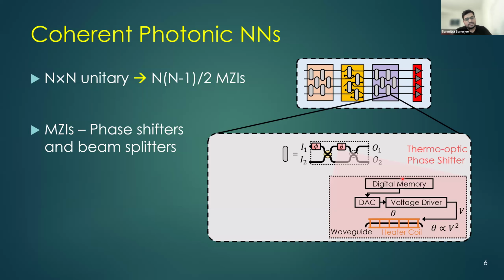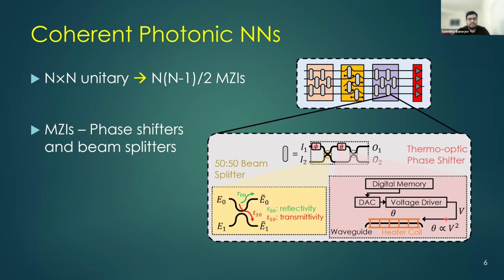There are different ways of applying this phase shift. We can use PCM materials, or we can use the thermo-optic effect of silicon. For our research, we have primarily focused on thermo-optic phase shifters, but I just wanted to clarify that there are other ways of doing this. The way it works is that the weights stored in memory are digital and are converted into an analog input to the voltage driver. Whatever voltage is provided to the heater coil, the resultant phase shift is directly proportional to the square of the voltage.